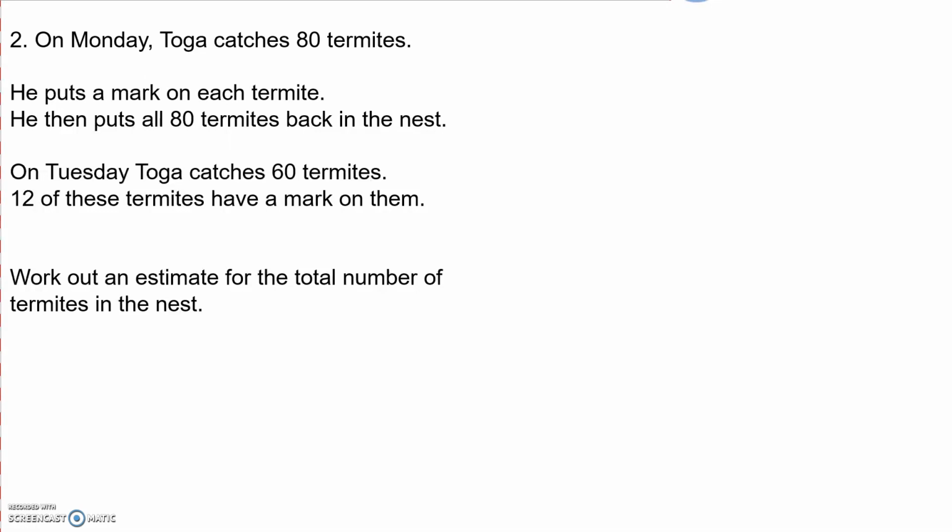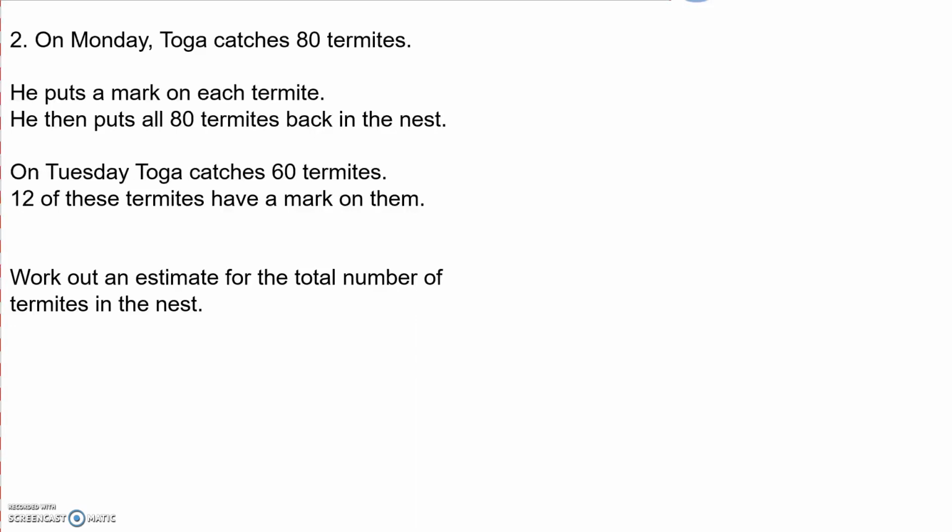On Monday, Toga, nice name, Toga catches 80 termites. Sounds like fun. He puts a mark on each termite, very small marks, I imagine. He then puts all 80 termites back in the nest. On Tuesday, Toga catches 60 termites. 12 of these have a mark on them. Work out an estimate for the total number of termites in the nest.